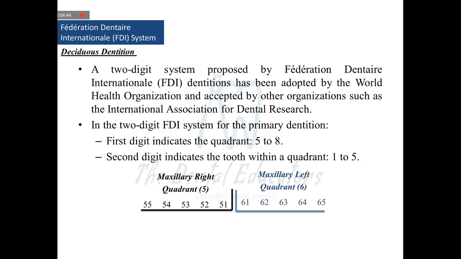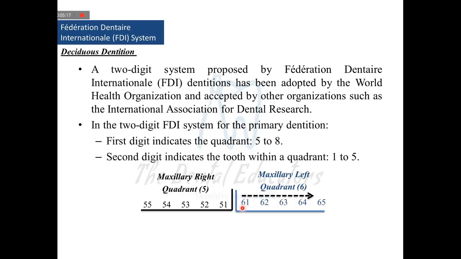Now we will see the same thing happening for the next quadrant, that is the maxillary left quadrant. The most important thing which has changed is the quadrant number. The maxillary right quadrant is numbered as 5, whereas the maxillary left quadrant is numbered as 6. So we can see here again we are marking the teeth from the midline towards the distal aspect. This arrow represents that.